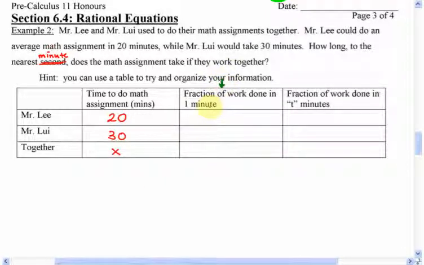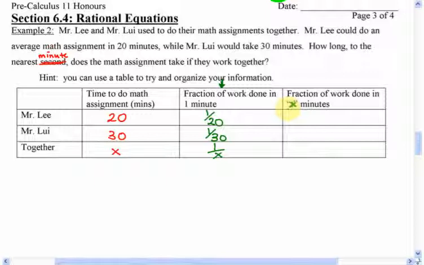Okay, what fraction of work can be done in 1 minute? If I finish it in 20 minutes, what fraction of the whole thing can I do in 1 minute? 1 out of 20. Good. Okay. How about Mr. Louis? 1 over 30. Okay, now what about together then? 1 over x. Awesome. Okay, now, here's the next part. What fraction of work can be done? And because you used x, I'm going to change this now to x minutes. Okay, so tell me the fraction of the work that can be done in x minutes. Not 1 minute, but x minutes.